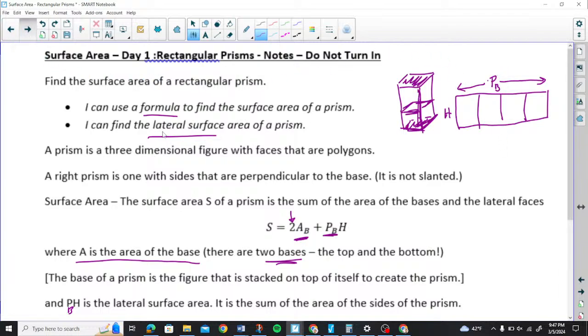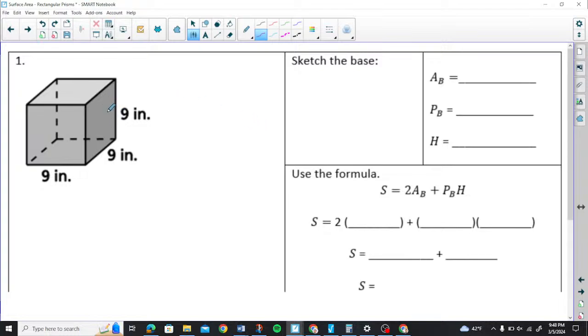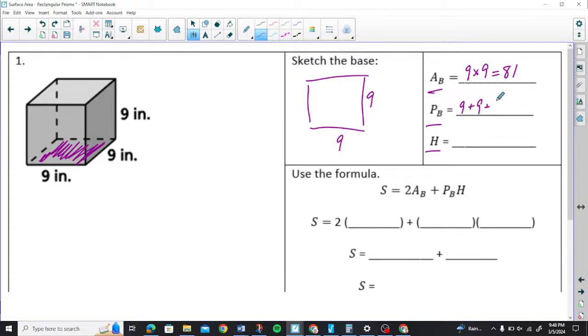So let's see how this works. What we do is we look at this. I'm going to do the traditional method of saying my base is down here, and I'm going to sketch it. I sketch it because that way I can understand the area, the perimeter, and the height a little bit better. The area of this is 9 times 9, which is 81. The perimeter of this is 9 plus 9 plus 9 plus 9, which is 36. I've used this 9, and I've used this 9, so this 9 here is the height.